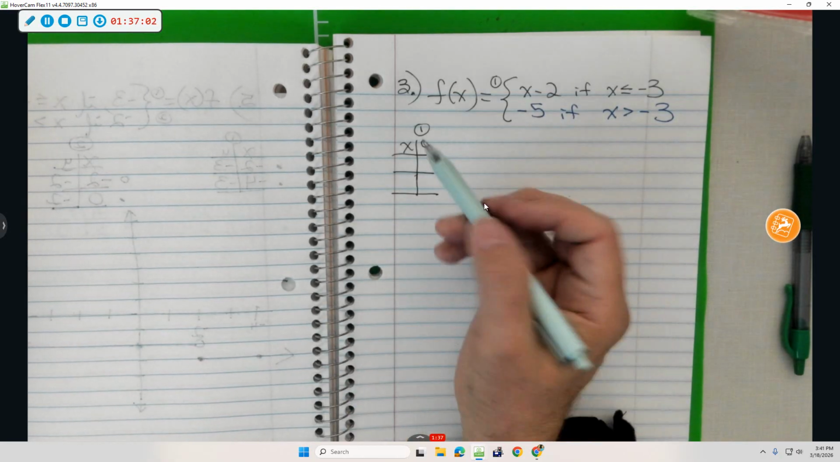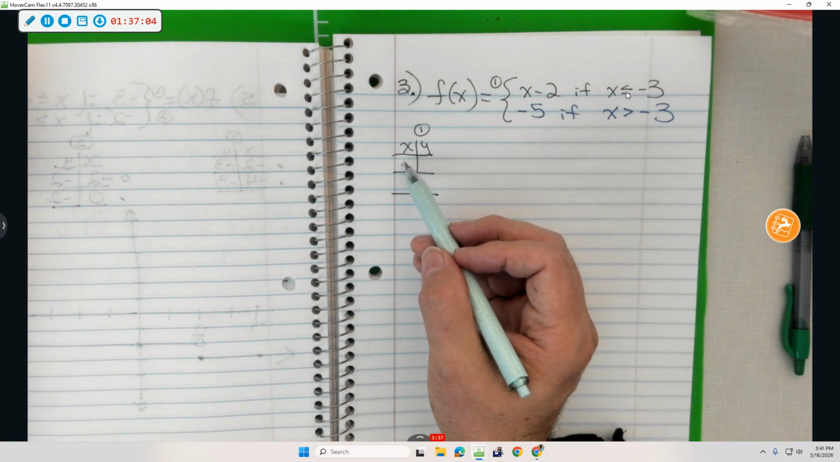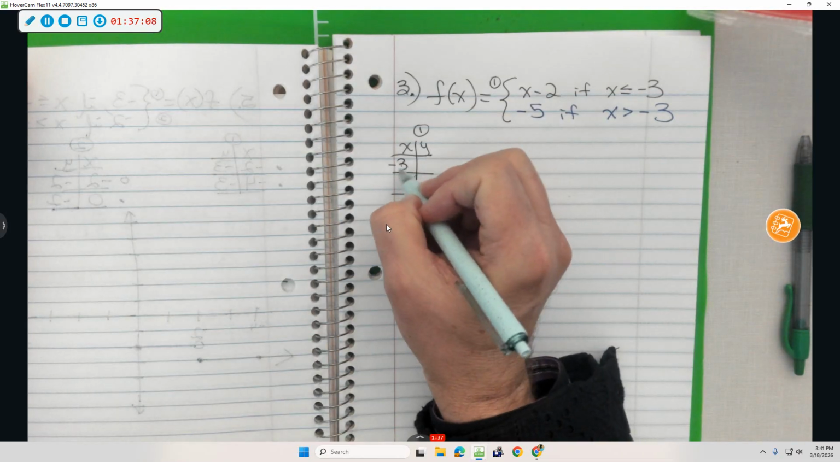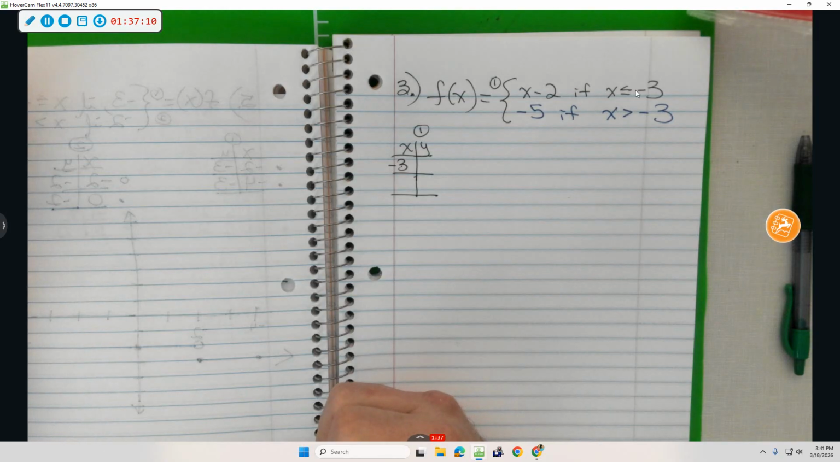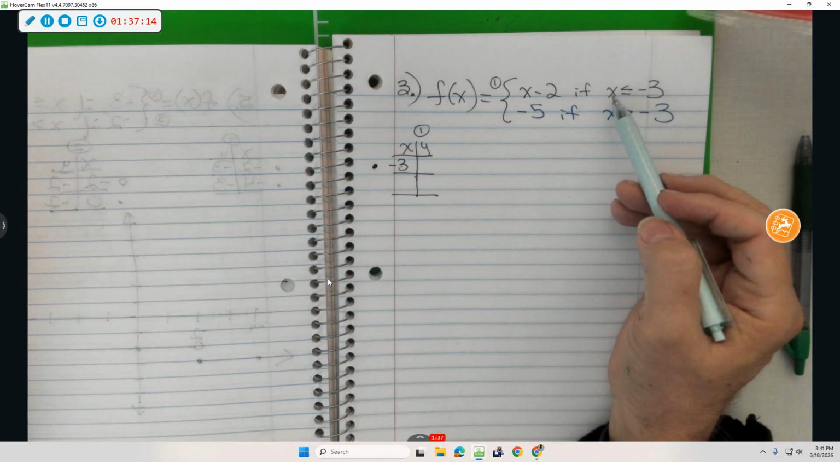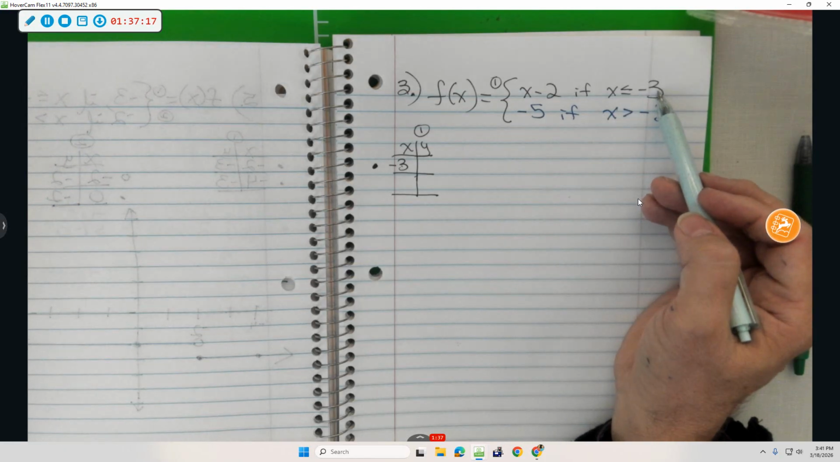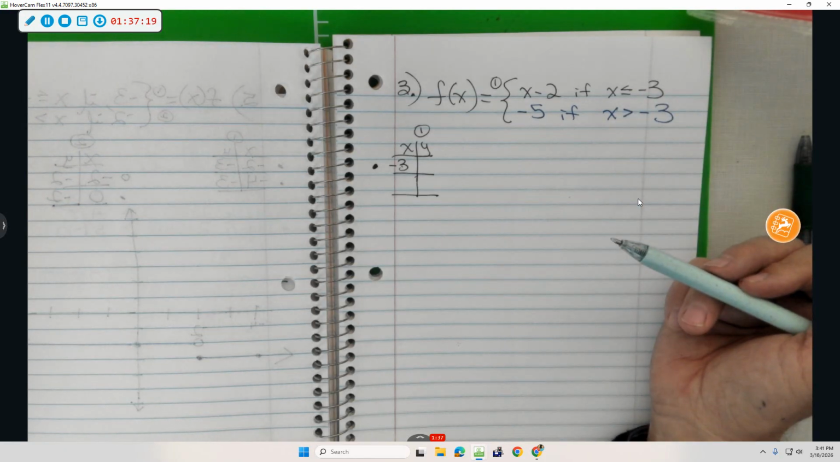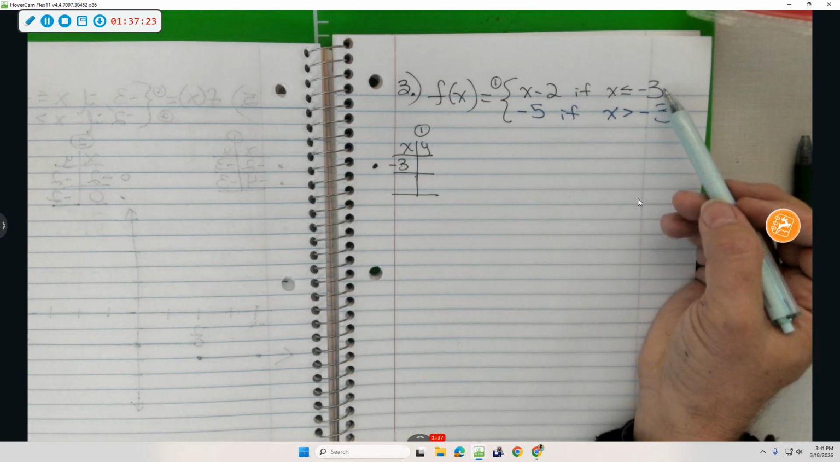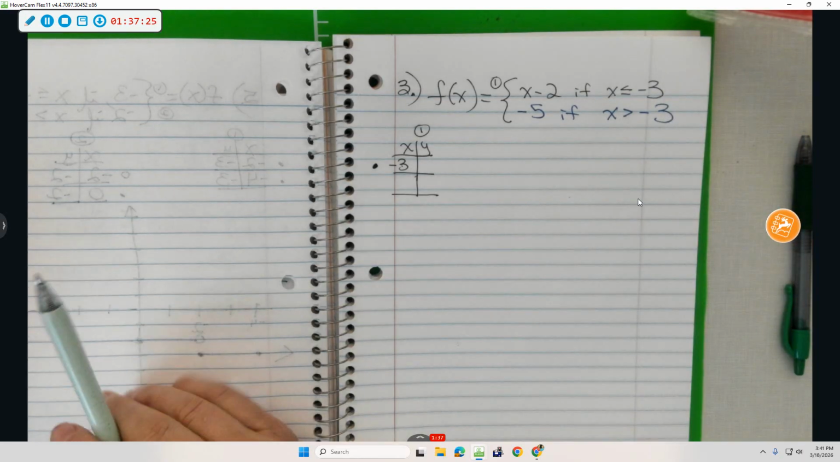What's the first number I have to use for x in table 1? I have to use that cut point, -3. Open or closed circle? Closed, because there is equality. Now I need an x value less than -3. Can I use 0? No, less than. I tricked you. Okay, to the left of -3. What do you think I should use?